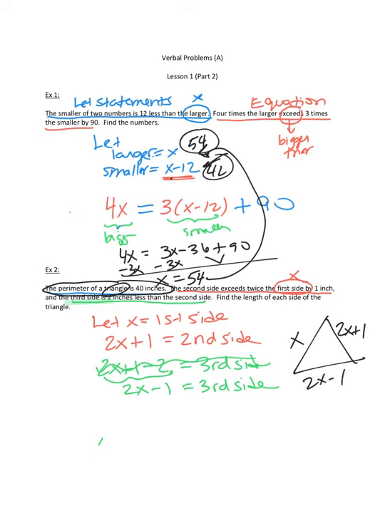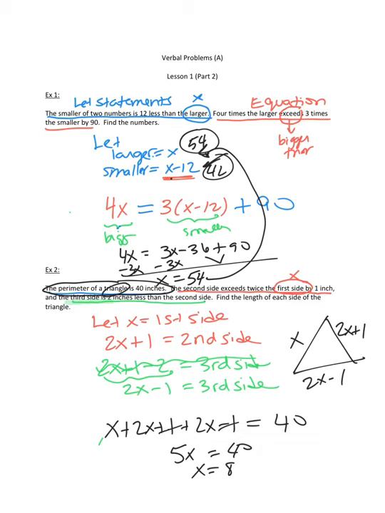The perimeter is just the sum of all sides. So we're going to add x plus 2x plus 1 plus 2x minus 1 equals the perimeter, 40. So I'm going to combine like terms. I have 5x, and then plus 1 minus 1 cancels, equals 40. Divide, x equals 8.